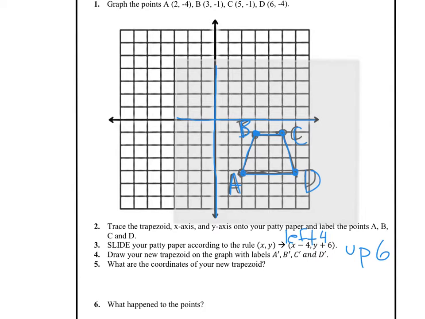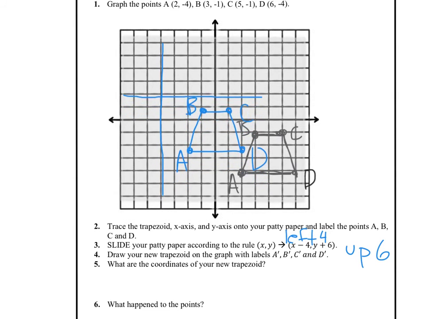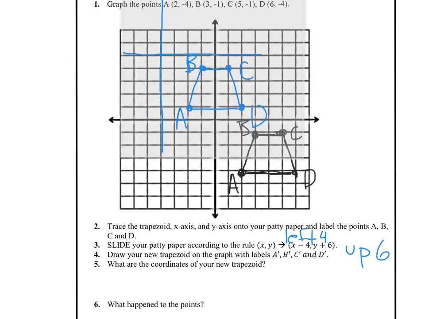So now I'm going to take my patty paper and I'm going to look at one of the corners. I'm going to look at A. I'm going to slide it 1, 2, 3, 4 to the left and up 1, 2, 3, 4, 5, and 6. And when I do this, I'm going to make sure that my x-axis and my y-axis are still ending up even on the grid lines, and all 4 of my dots should be on a corner like they are.